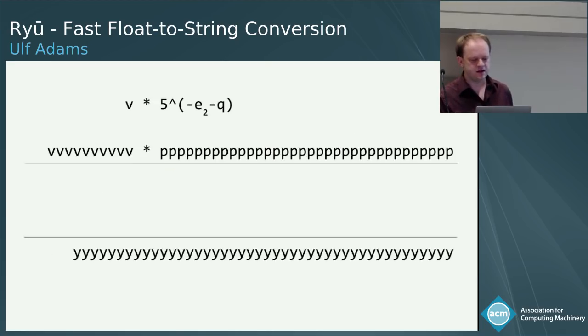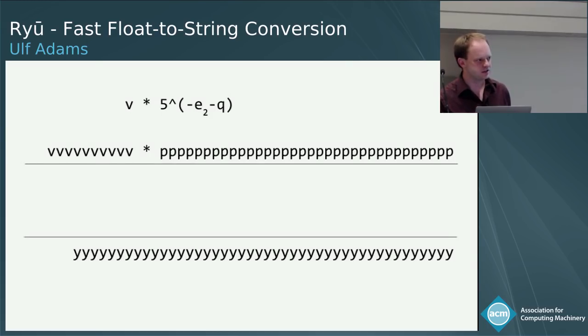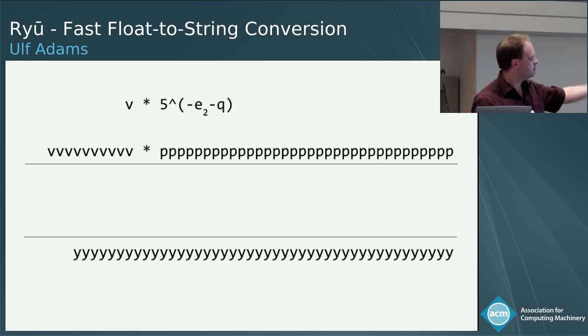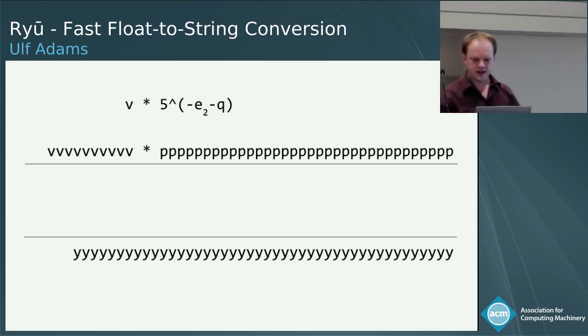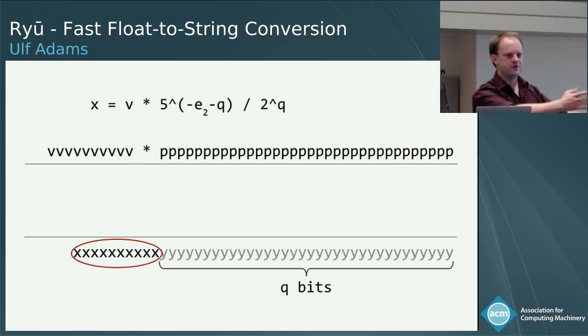So let's think of this as a binary longhand multiplication. You all know longhand multiplication, right? Okay. So we have a number v, which consists of some number of bits, and we have a factor p, which consists of some number of bits, and then we get a large output, y, and then we divide by 2 to the power of q, and so what we do is we drop q bits of the output. We only need the top 64 bits in this case.